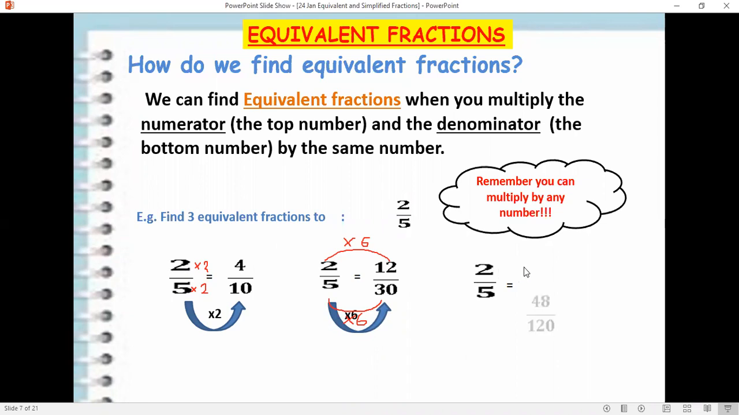Let's see, 2/5 is equal to 48 over 120. What did I multiply in 2 to give me 48? So I multiplied by 24. Yes, I multiplied by 24. That's why I get 2 times 24 is 48. 5 times 24 is 120. Okay, so let's move to another example.